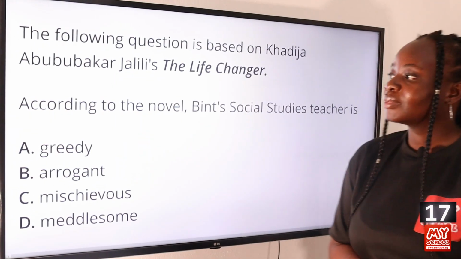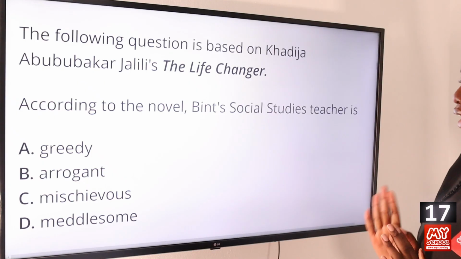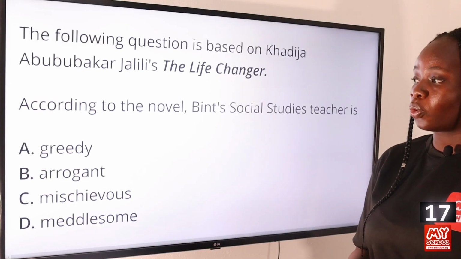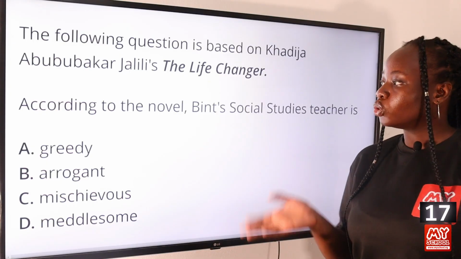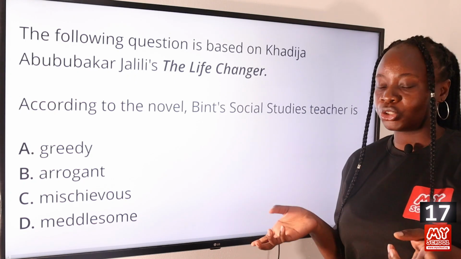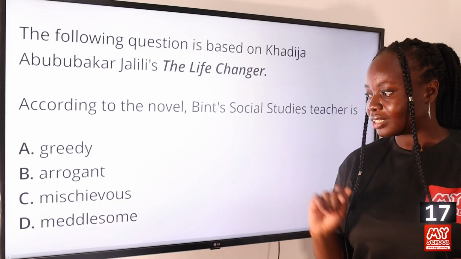Question 17. According to the novel, being social studies teacher is A, greedy, B, arrogant, C, mischievous, and D, meddlesome. The answer to this question is option D, meddlesome, and we can find this on page 1 of the novel, where Beans discussed what happened in school earlier. So she talked about how a social studies teacher believes he knows about everything under the sun. So she describes her social studies teacher as meddlesome. The answer to this question is option D.